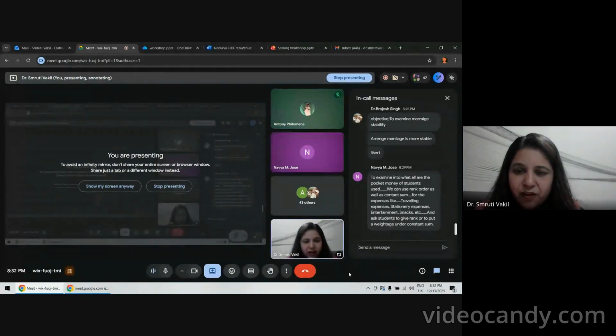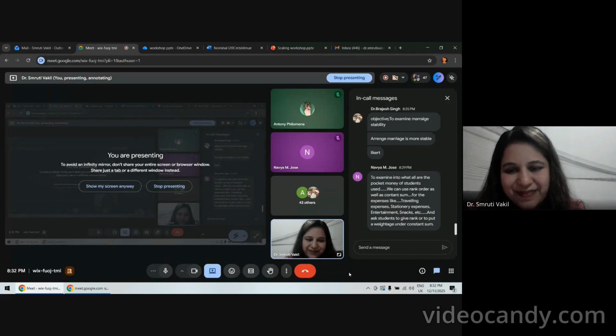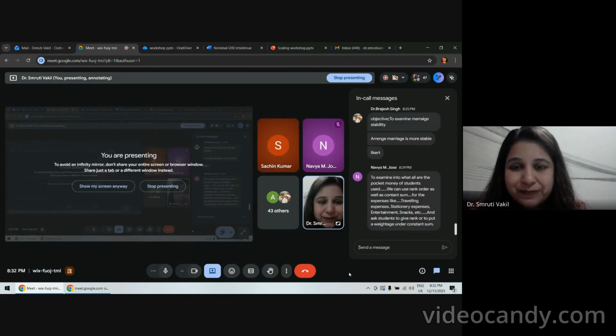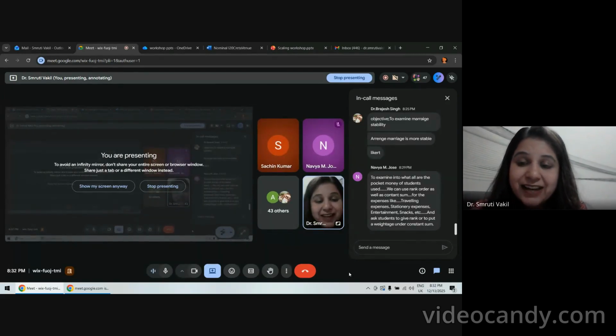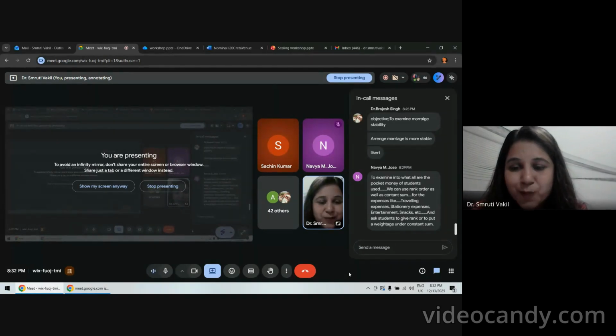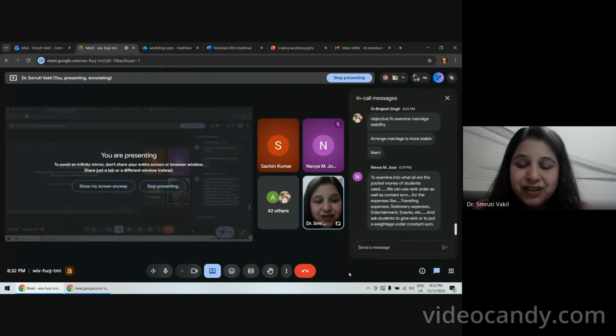Can anybody tell me how we can use, in Navya's question, a continuous rating scale? How will you convert this into a rating scale? Can somebody tell me? Yes, Sachin sir, Brajesh sir, Sujata ma'am, anybody would like to answer this? In Navya's example of pocket money spending, traveling, stationery, entertainment, snacks, how would you use a continuous rating scale?